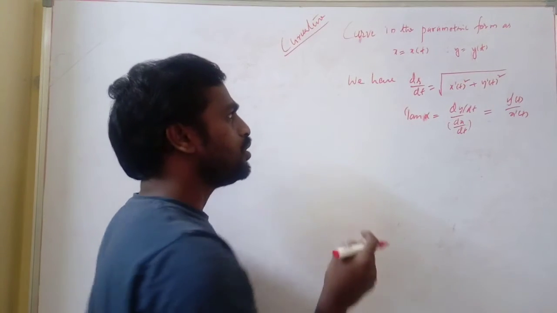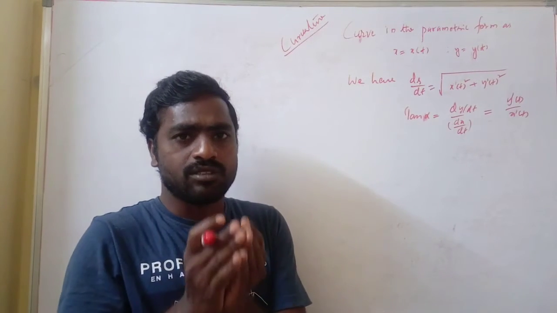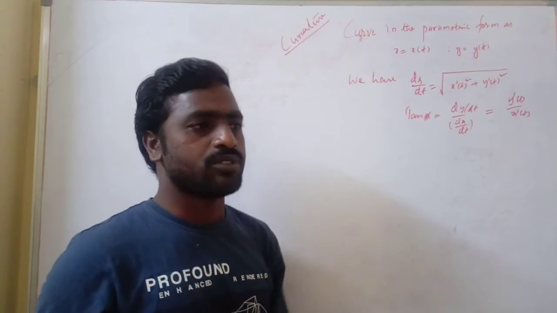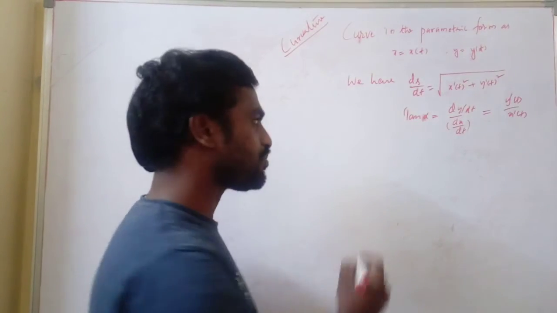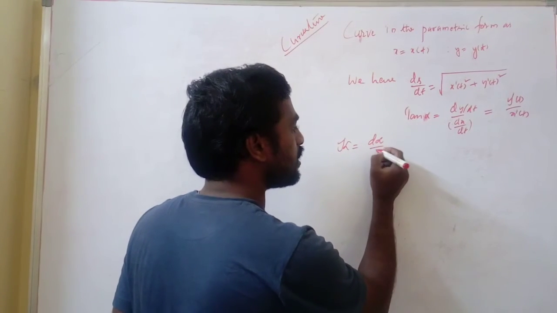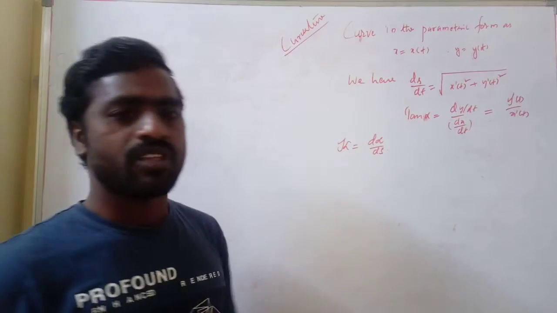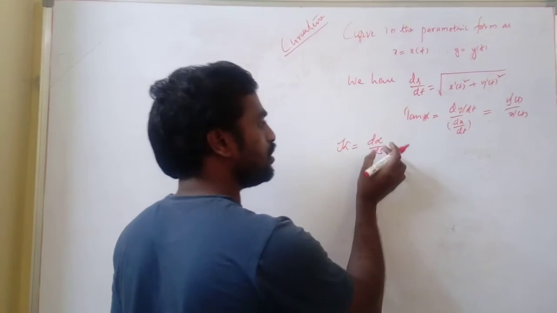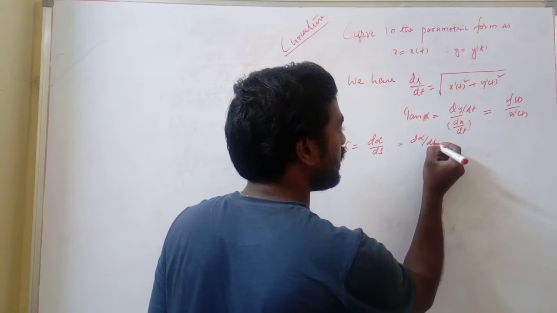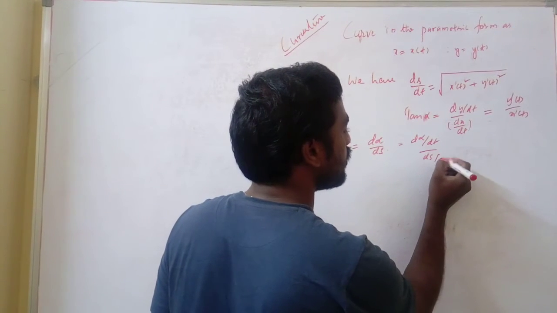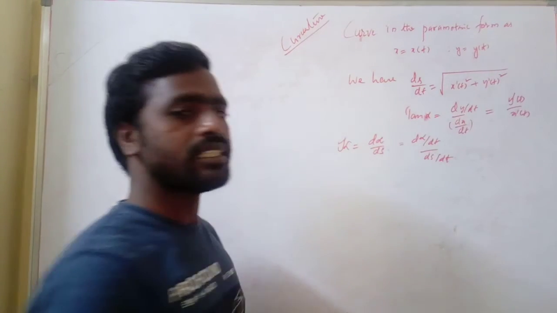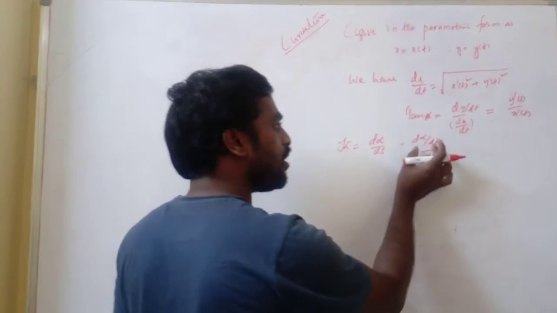In this case, you should first note the formula for the curvature. The curvature k is equal to d alpha by ds. So first we should derive d alpha, that is d alpha by dt and ds by dt. So ds by dt is the square root of x dash squared plus y dash squared. But d alpha by dt you don't know.